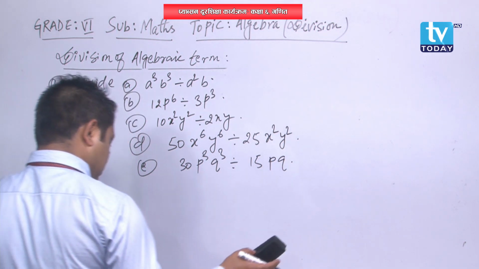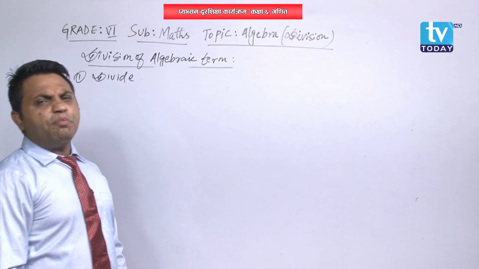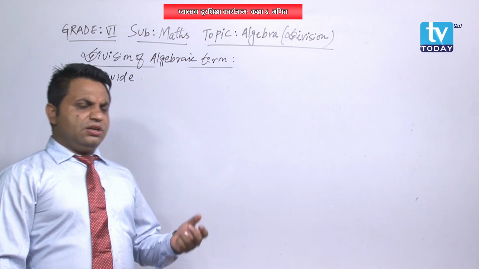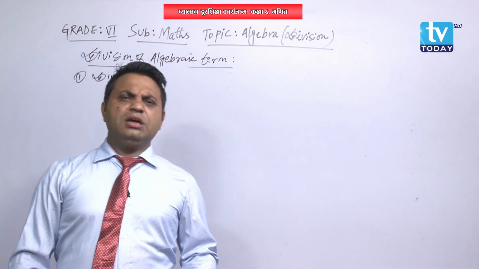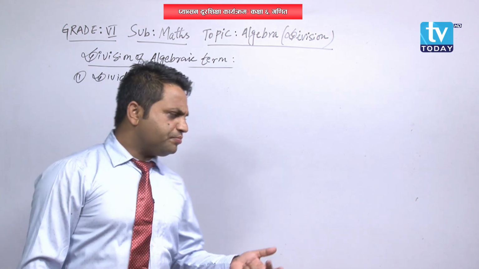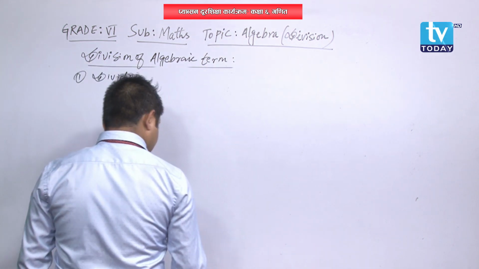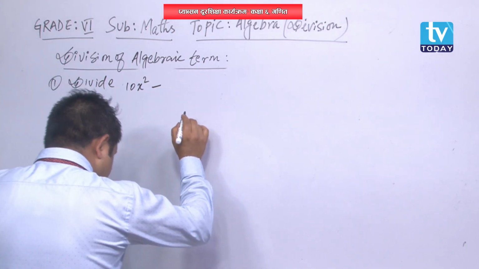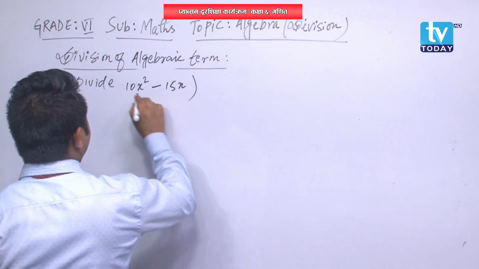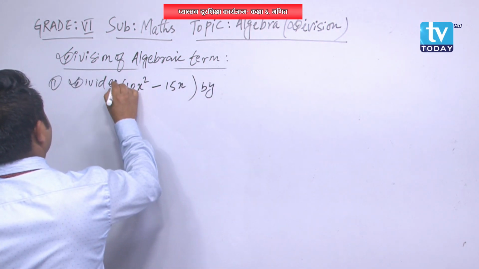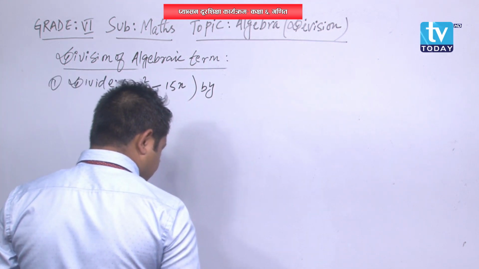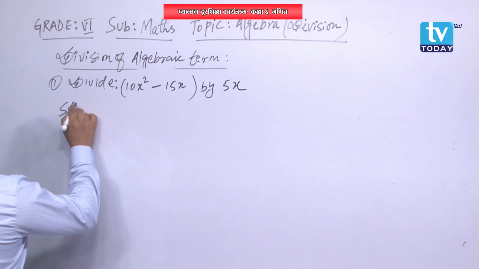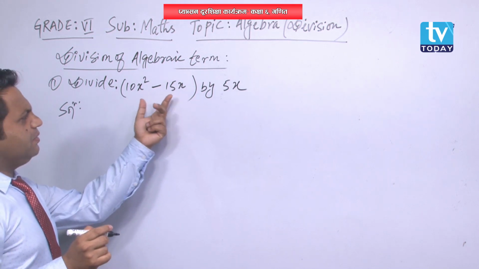Now let me write another question. Division of polynomial by monomial. In an algebraic expression, a binomial is also a polynomial, and a trinomial is also a polynomial. Alright. So divide 10x square minus 15x by 5x. That means, for the solution, you can write here: there are 2 terms. Please check here. This is a binomial, this is a monomial.